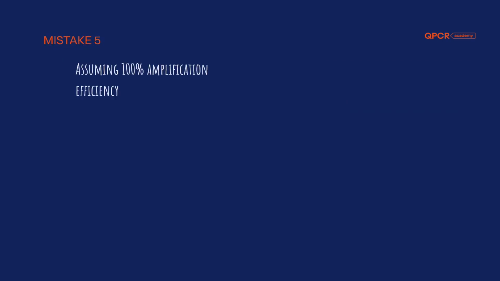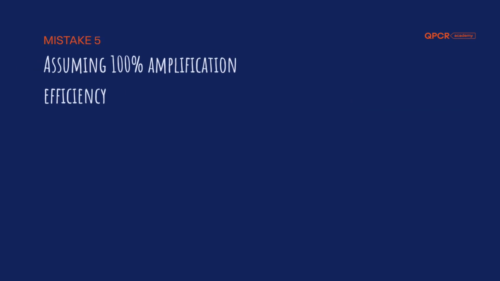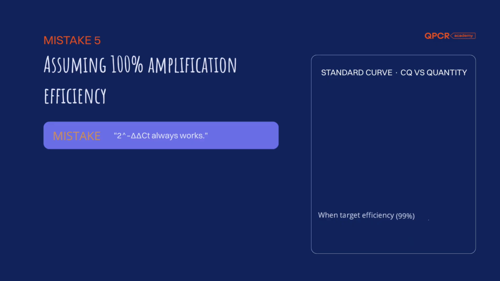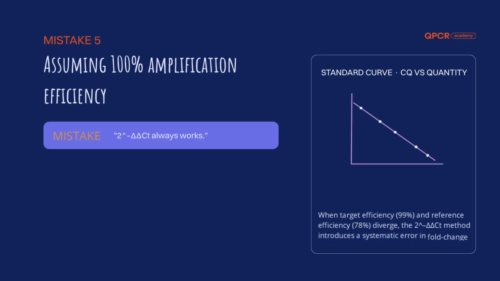The fifth mistake is assuming 100% amplification efficiency by default. The 2 to the minus delta delta CT method only holds true if both your target and your reference gene amplify at a similar, near 100% efficiency. If they don't, your fold change values will be quietly inaccurate.